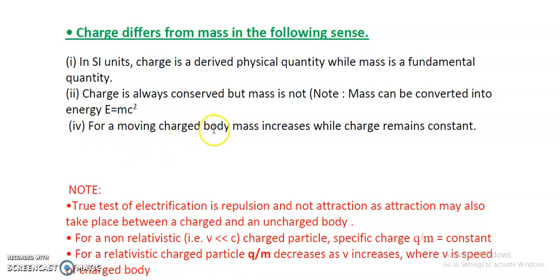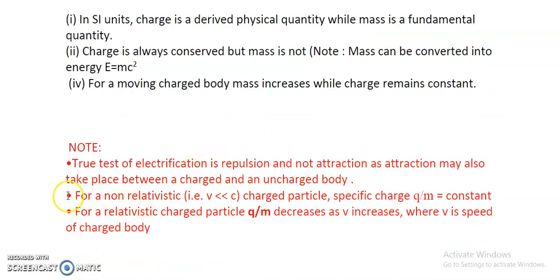What is that? For a moving charged body, mass increases while charge remains constant. If a body is moving, in some specific conditions, the mass of the body increases while the charge will always remain constant. In all the cases, charge will remain constant, but the mass of the body may increase. In which case will it happen? That case occurs when we talk about Albert Einstein's special theory of relativity. We will observe it in these two points.